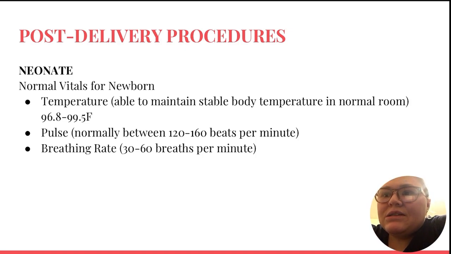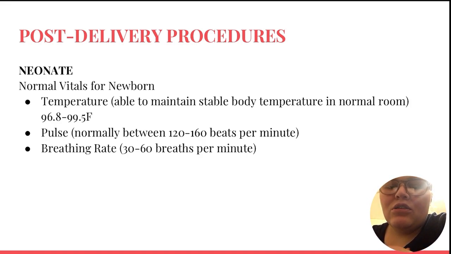After we have our Apgar score, we should get a set of vital signs on this baby. I would recommend taking the vital signs every 5 minutes to really assess the trend. So for a neonate, the normal vital signs for a newborn is that the baby should be able to maintain a stable body temperature in a normal room, typically between 96.8 and 99.5. If it's below that, baby should be wrapped up in a warm blanket. Can also put the baby on the mother's chest for skin-to-skin contact. Another thing we carry is a mylar blanket, the big aluminum foil blanket. We could wrap the baby in that.